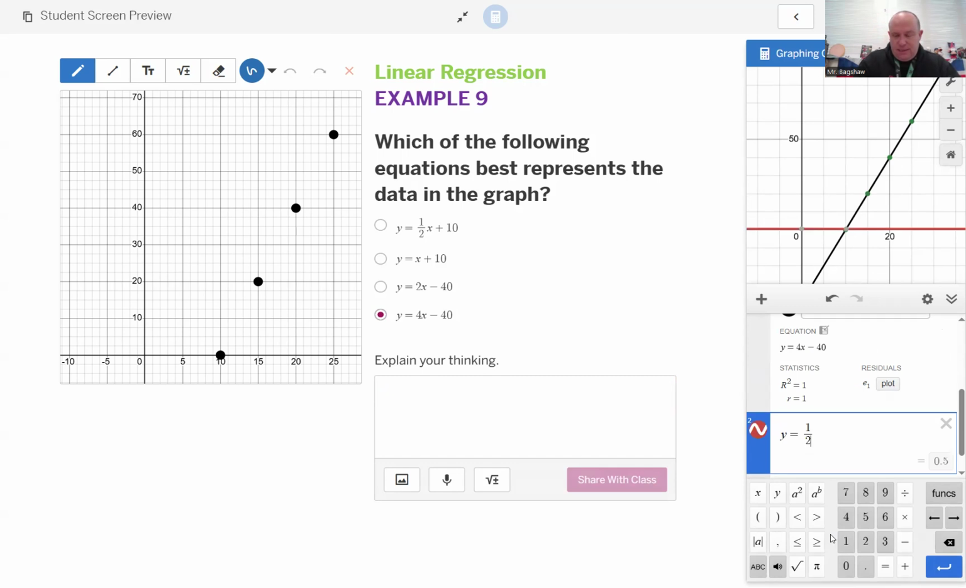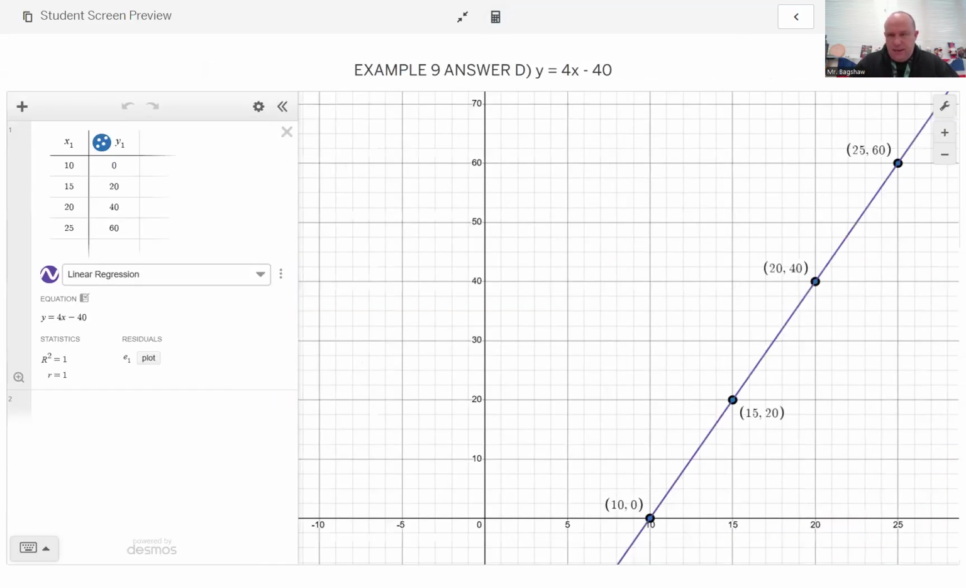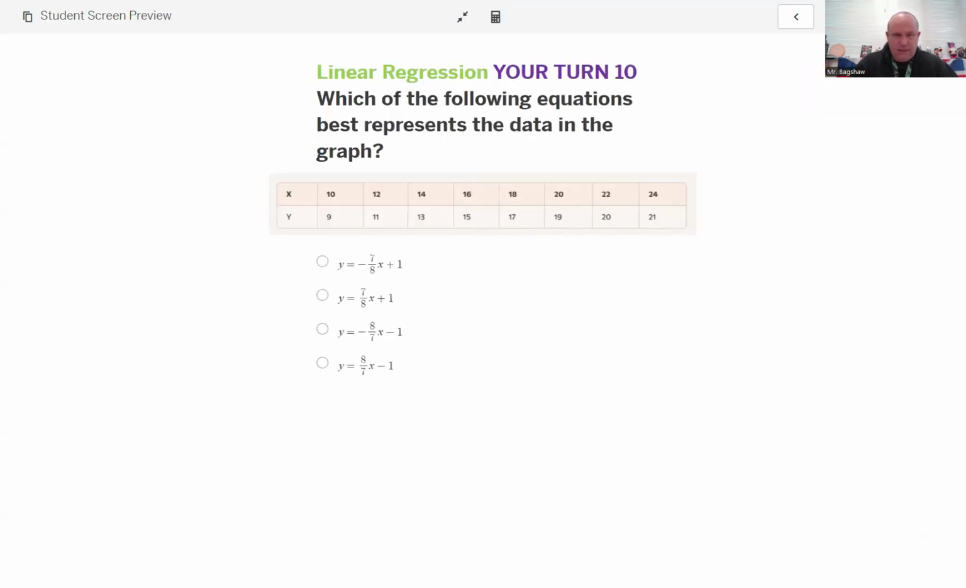So if I did think it was answer A, for example, I think you can see that that does not go through all the points on the line here. Whereas if I change it to 4x minus 40, I'm hoping that you can see that that is indeed the same line. Okay, so there's a couple of different ways that you can answer those questions, or do extra little checks. And there's the other answer, just to prove that that is the correct answer.